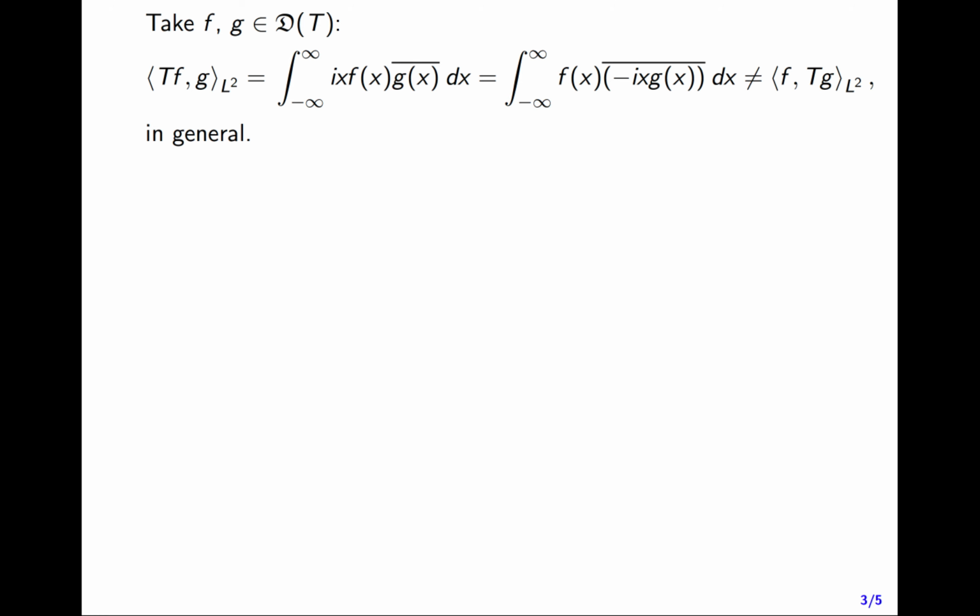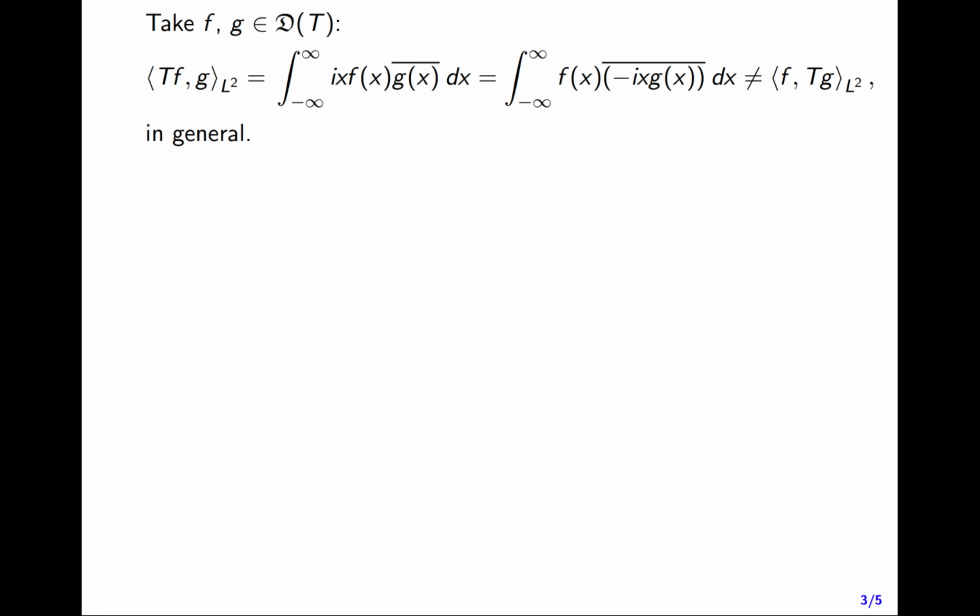I started out with the conjugate on g of x, and I had this ix factor in front of f, and I'll move that ix factor under the conjugate by turning i into minus i, but x just gets to stay x because x is a real number. So the inner product tf against g in L2 is equal to the integral from minus infinity to infinity of f times the complex conjugate of minus ix g of x.